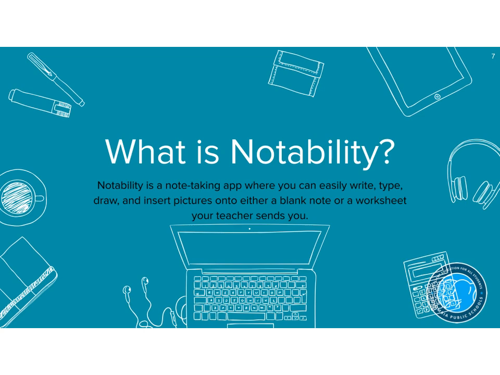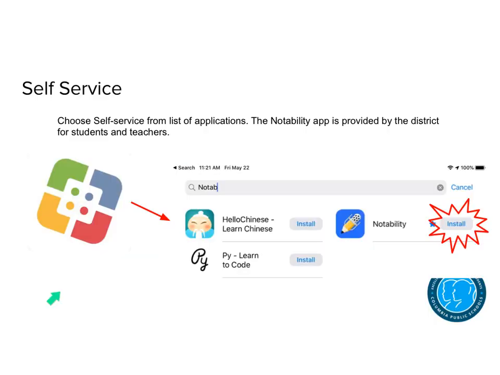Okay, so first of all, what is Notability? Notability is a note-taking app that you can write, type, or draw to insert pictures on a blank note or worksheet that a teacher sends you. So this is what you're going to use to fill out your work and turn it in to Schoology. So you're going to want to go into self-service. You're going to then type in Notability. Once Notability comes up, you're going to click the Install button and install the app.